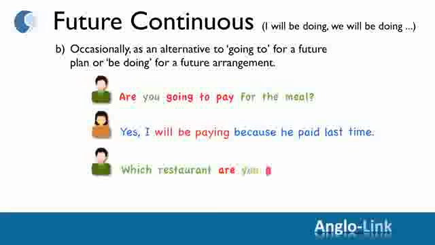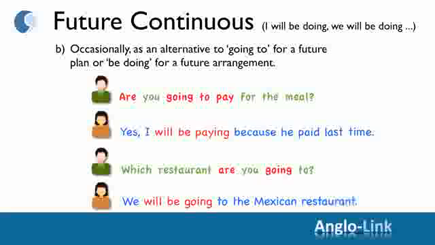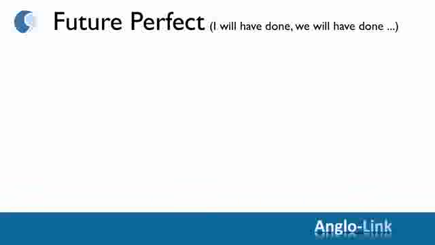Which restaurant are you going to? We will be going to the Mexican restaurant. In this example, the future continuous will be going has replaced the present continuous for a future arrangement, are going. Right then, moving on to the next future tense, future perfect.